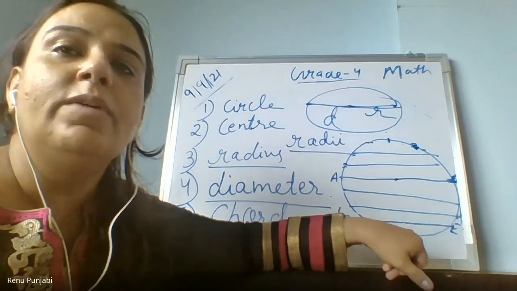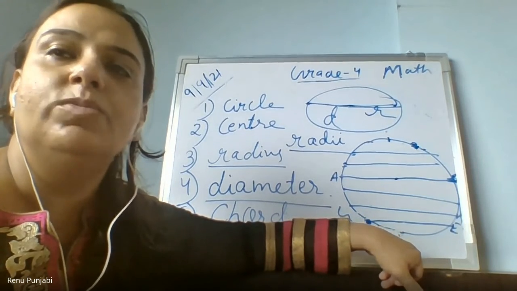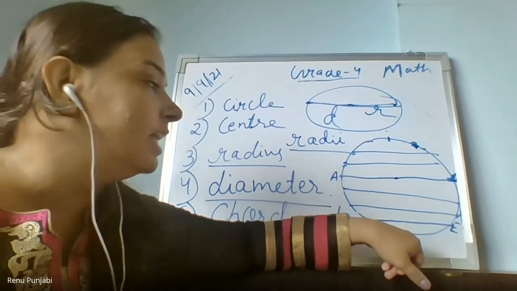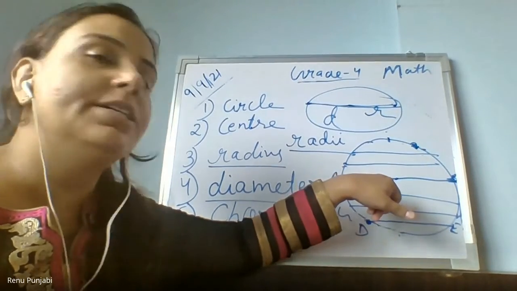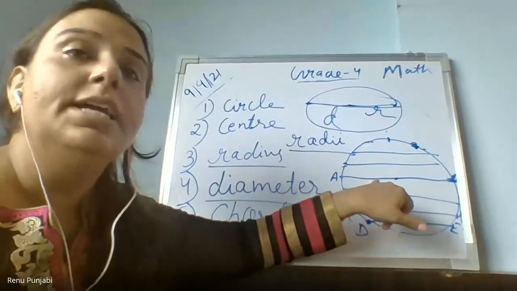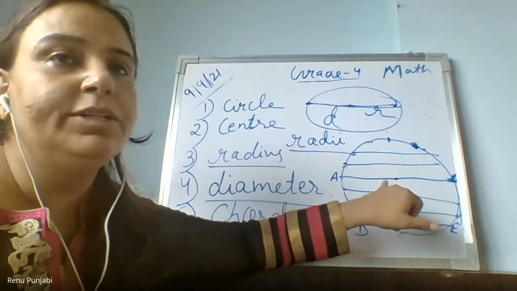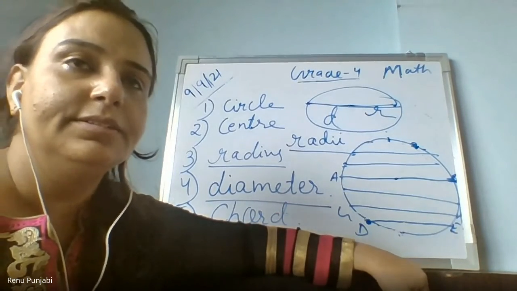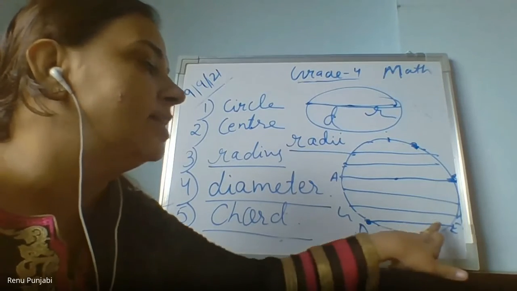Why only a few students are paying attention? What about the others? Yes, Laisha. How can a diameter be a chord and a chord not be a diameter? My question is, diameter can be a chord, but chord is not a diameter. Why? Because the diameter touches the center, and the chord does not pass through the center.